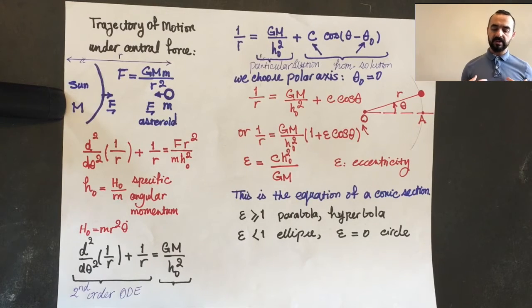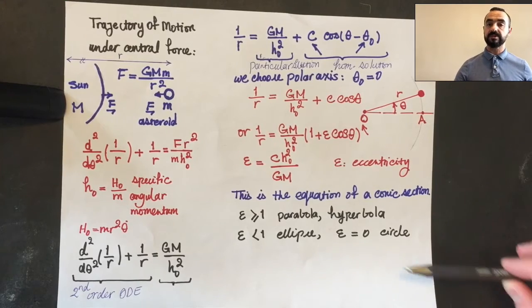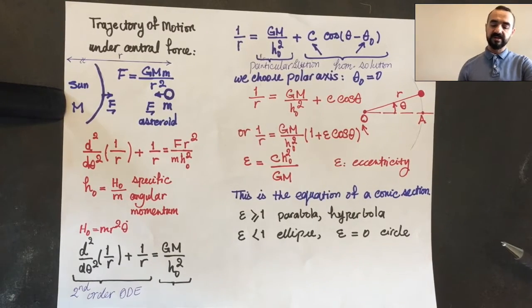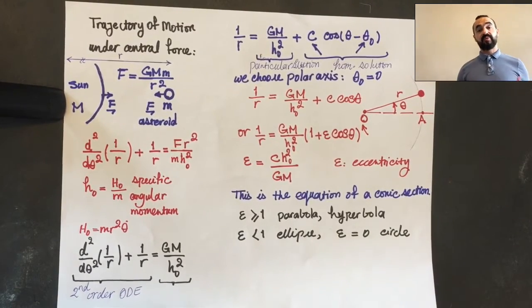So we're going to talk also about other cases. If epsilon is less than 1, we're going to get an ellipse. The special case for an ellipse is when epsilon is equal to 0, and we get a circle. And if epsilon is larger than or equal to 1, you're going to get a parabola or a hyperbola. So essentially, it's not a closed orbit anymore.